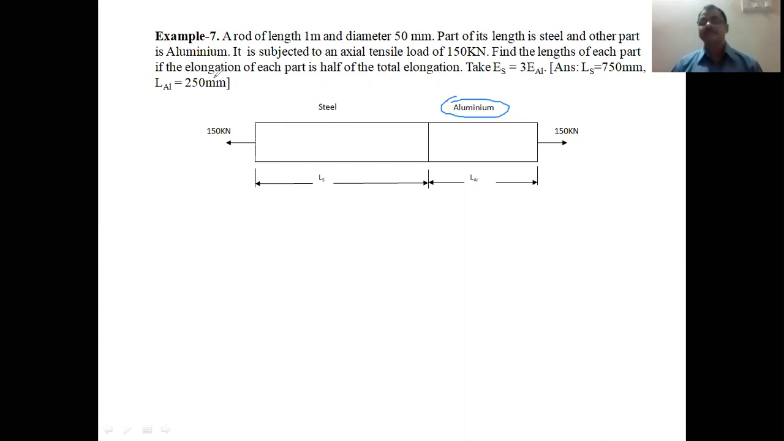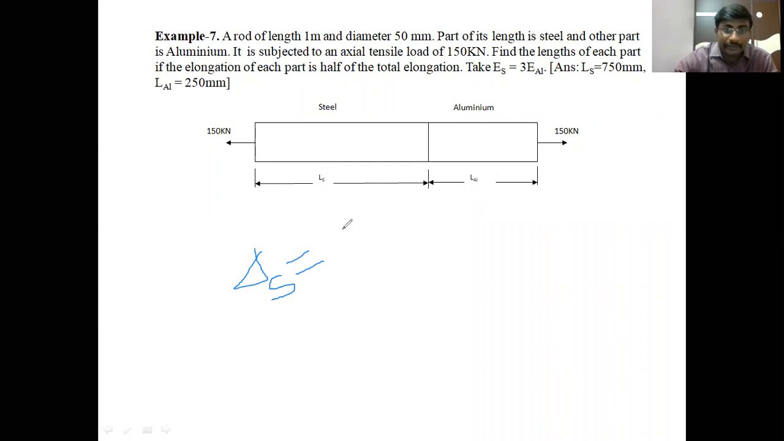Find the lengths of each part. That is the length LS, length of the steel, and length of the aluminium. If the elongation of each part is half of the total elongation, that means the change in length of the steel is equal to that of the aluminium. That is delta S equal to delta AL, which is also equal to half the total elongation.